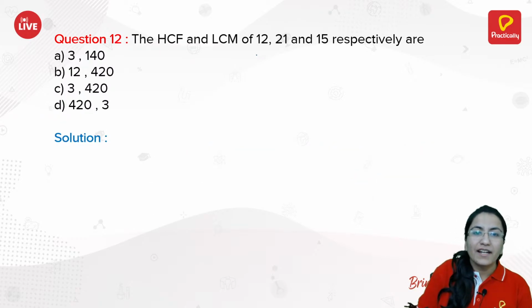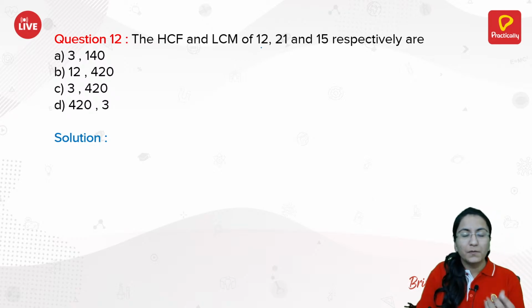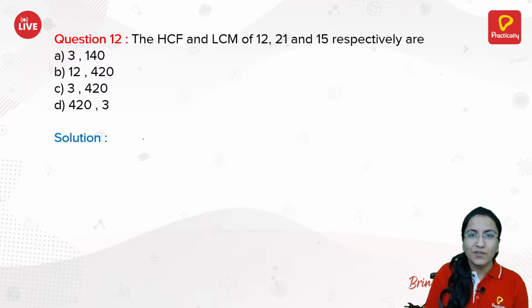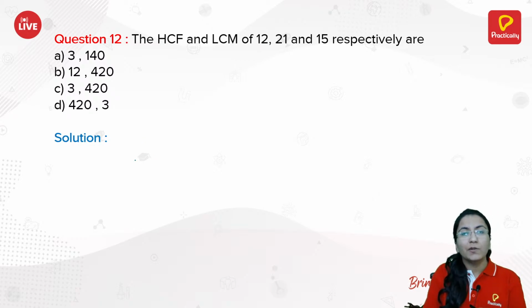The HCF and LCM of 12, 21 and 15 respectively are. Let's just solve this out. For that we need to write these 3 given numbers as the product of their prime factors. So let's just first write that.